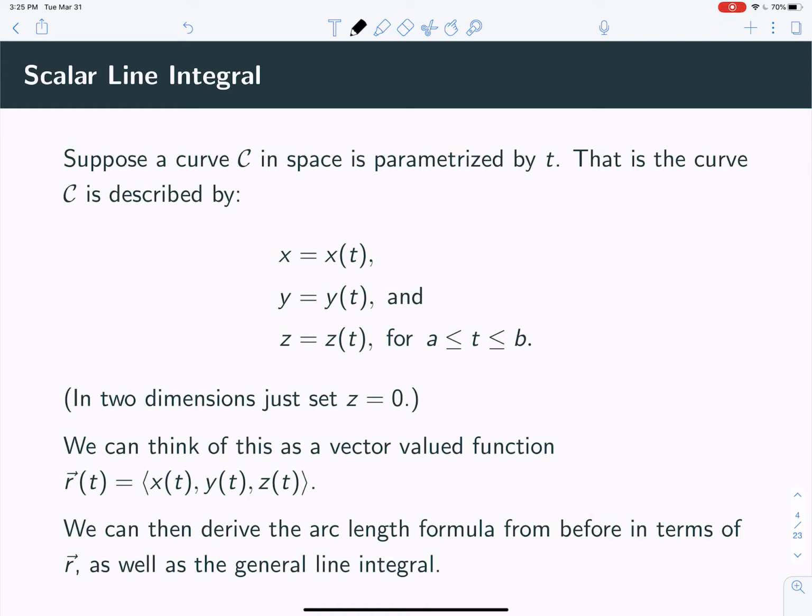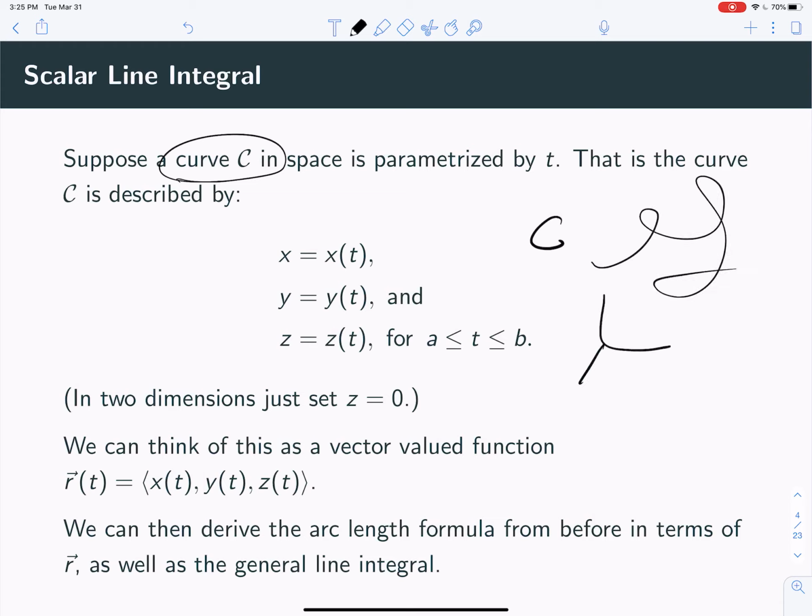And the setup is going to be a curve C in space. So C is some curve, possibly even in 3 dimensions, given by parametric equations x of t, y of t, z of t for t's between a and b. Okay? If you want it to be a 2-dimensional curve, then just set z equal to 0.